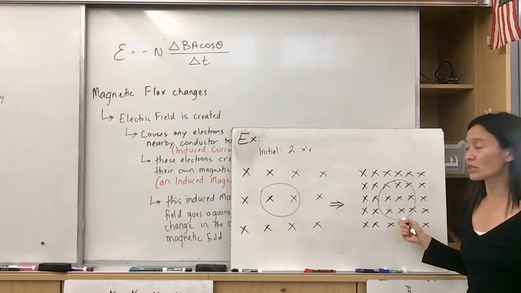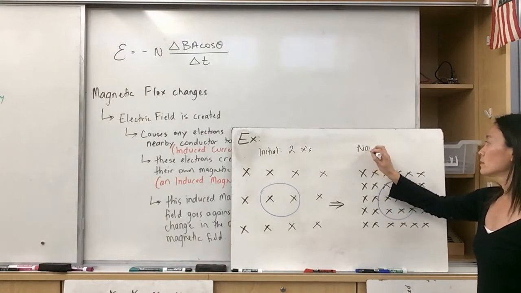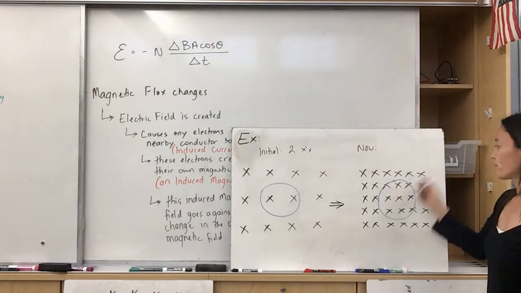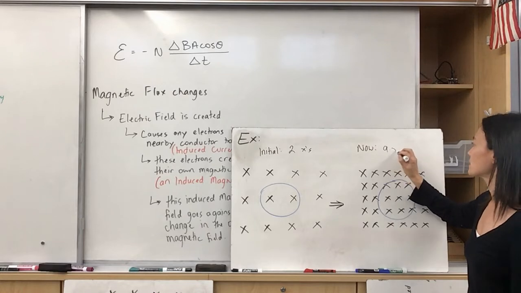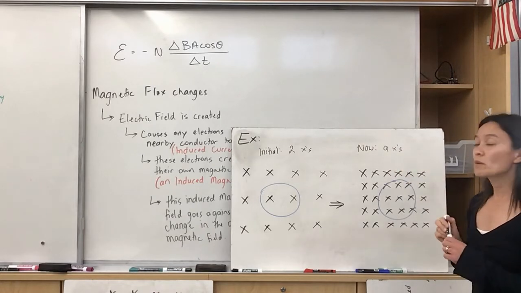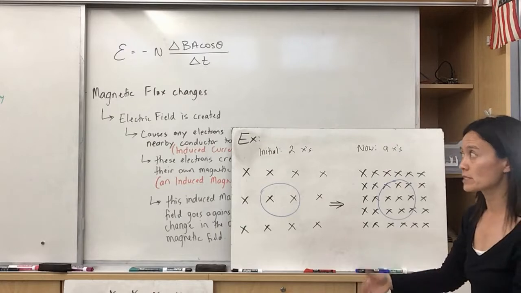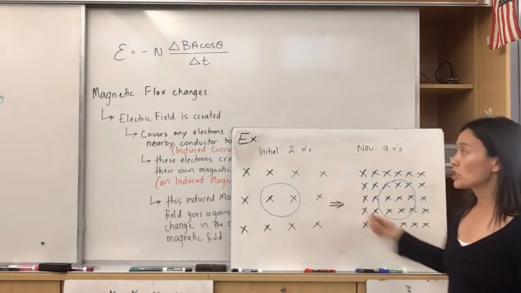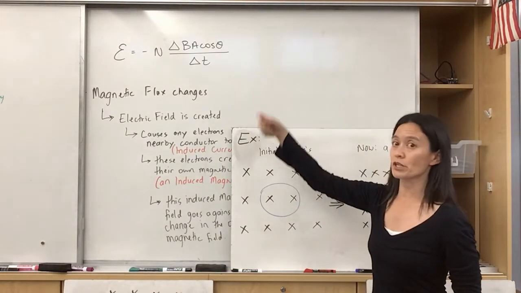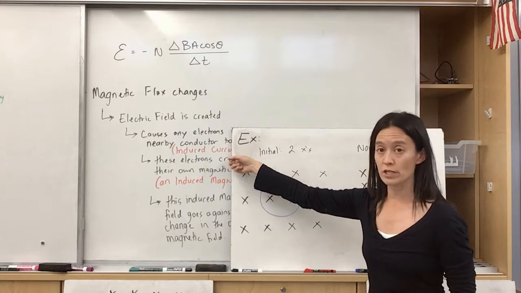And then when my magnetic field gets stronger, now I have approximately 9 X's. Okay, so my magnetic flux increased. Now, it's going to set off a chain reaction of events where my magnetic flux changes, so I'm going to create an electric field. That electric field is going to cause some current. That current is going to create its own magnetic field.